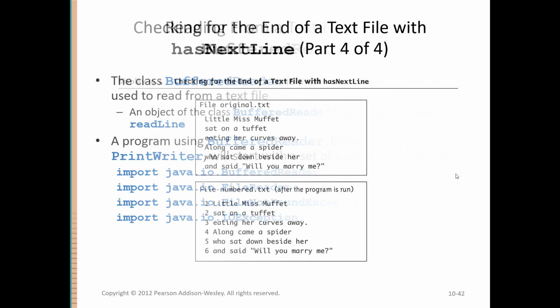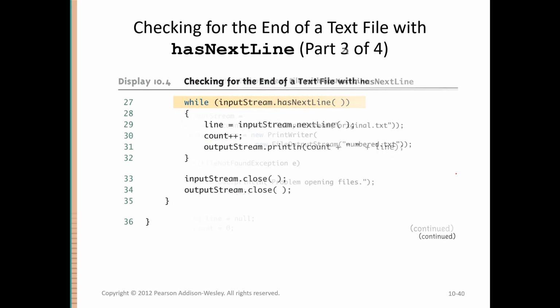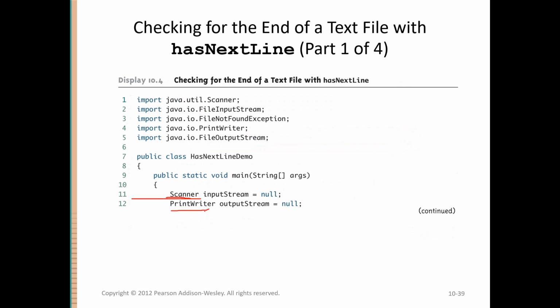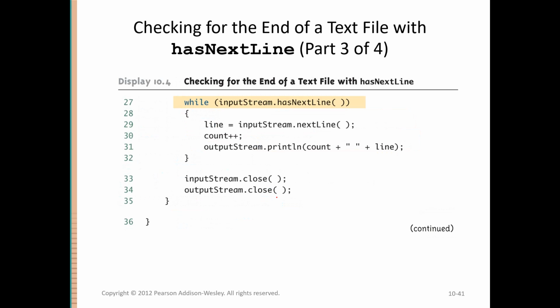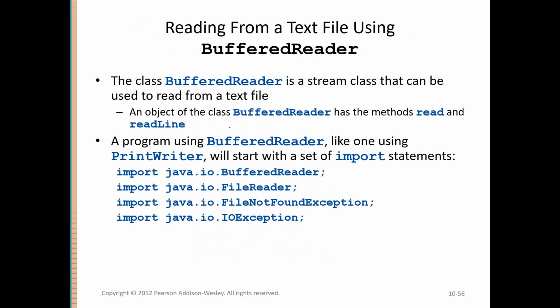And notice that what we use is the scanner to read. And there's another type of class to use to read, which is reading using the buffered reader. Now the buffered reader is a stream class that can be used to read from a file, and instead of using the scanner, you use the buffered reader, and it has the methods read and read line. Well, the difference between the two is simple.